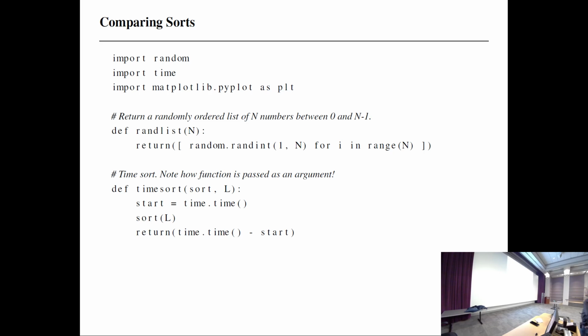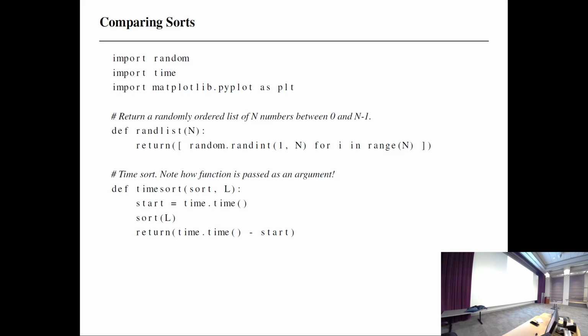So my first function is called randlist. It takes a size n, and what it returns in this very simple comprehension is a list of n random integers chosen from 1 to n. Now notice that this list has duplicates in it. It's okay. All right? We'll handle duplicates.